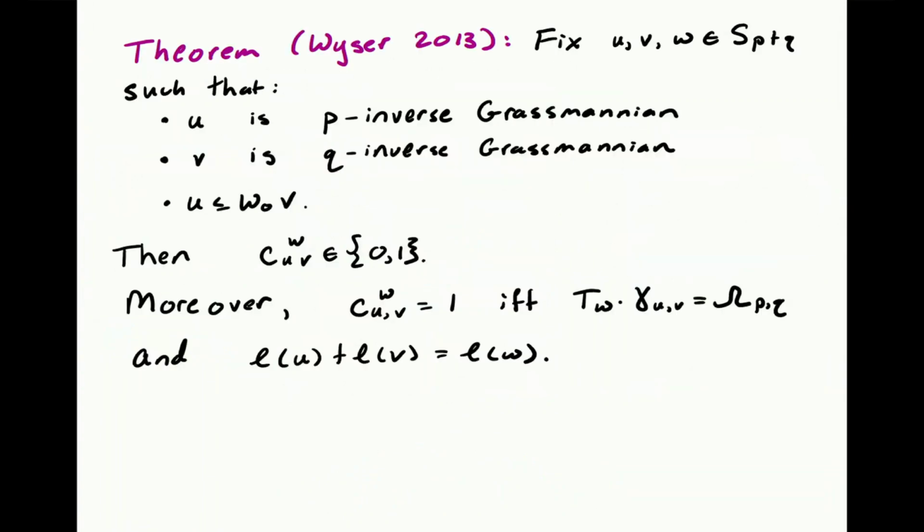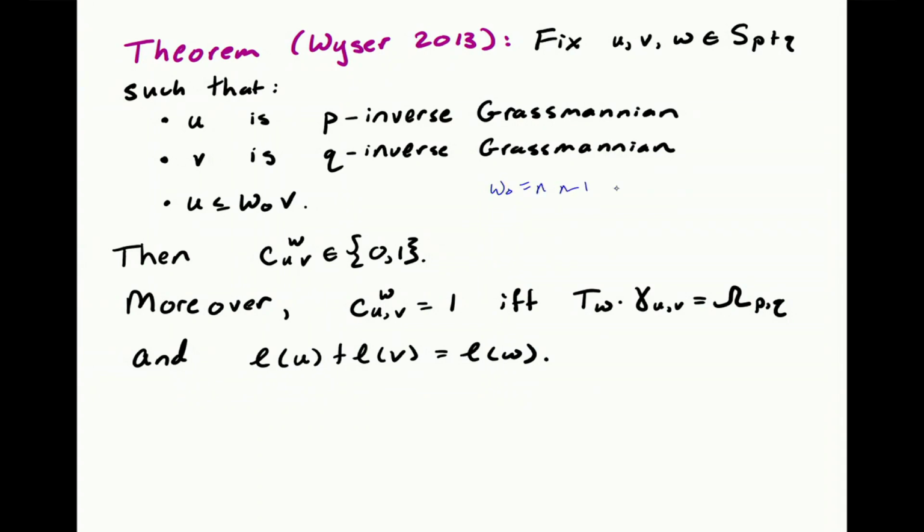Okay, so the theorem of Weiser is that if we fix U, V, W in S_{P+Q}, so that U is P inverse Grassmannian, V is Q inverse Grassmannian, and U is less than or equal to W naught V, so W naught is this permutation N minus 1, and so on.